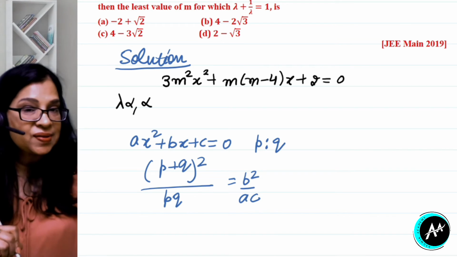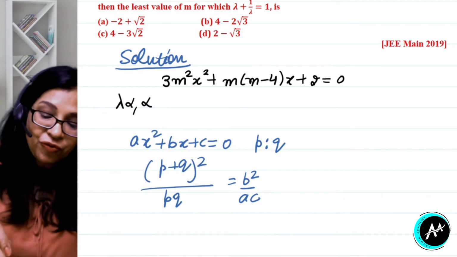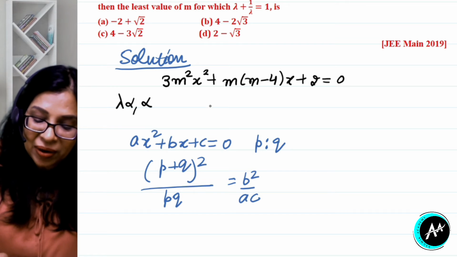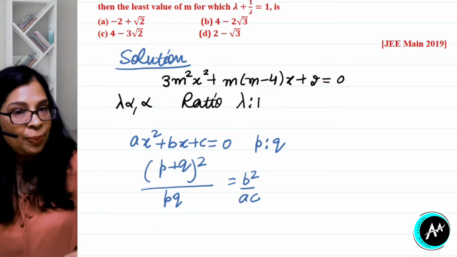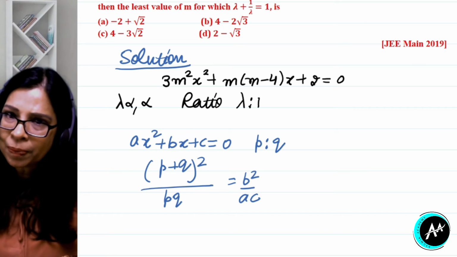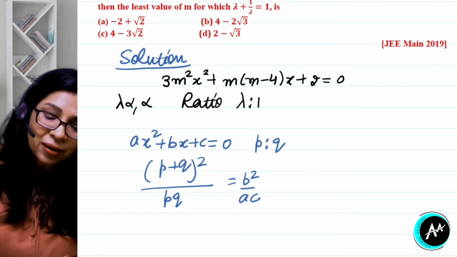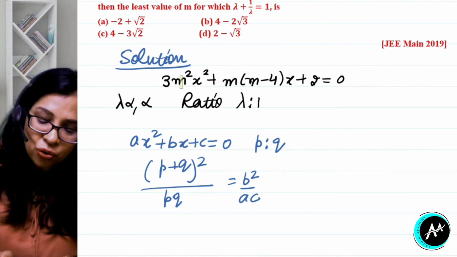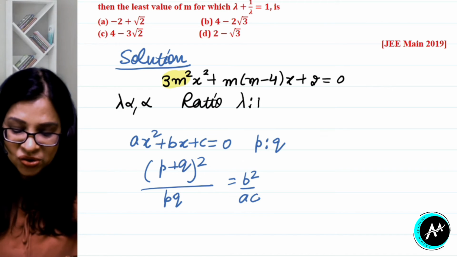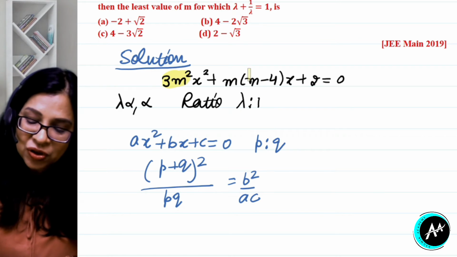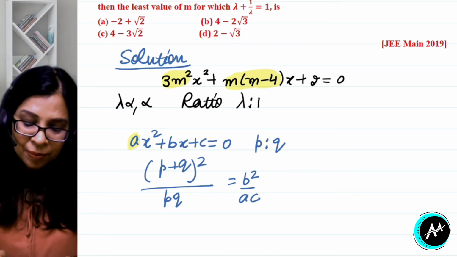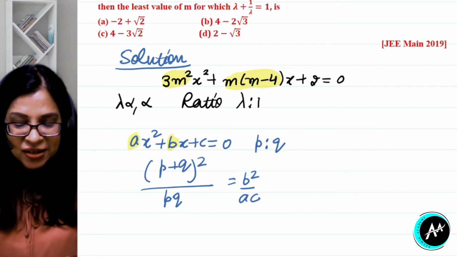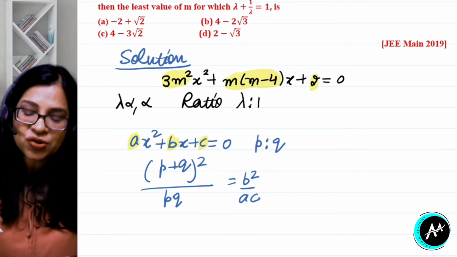Now in this case, what is the ratio? We have ratio as lambda. Lambda means lambda is to 1. Okay, so p will be replaced by lambda, q will be replaced by 1. What about ABC? Let us see. In place of a, you have 3m square, coefficient of x square. In place of b, we have this whole thing, m into m minus 4, right? A is 3m square, b is this, m into m minus 4. And what about c? It is 2.